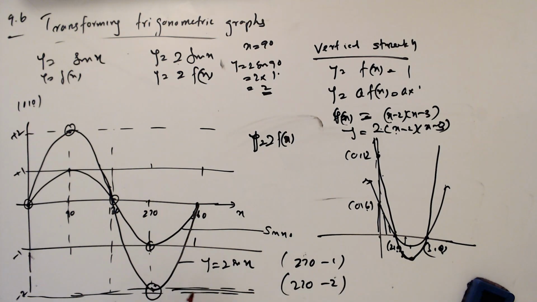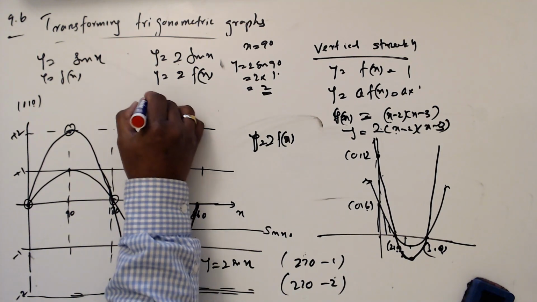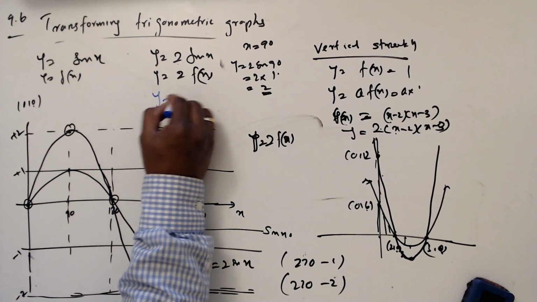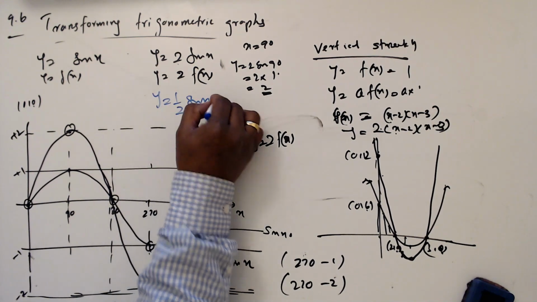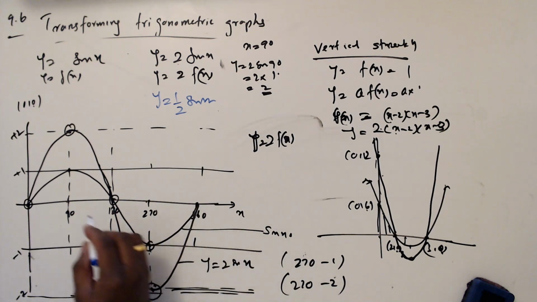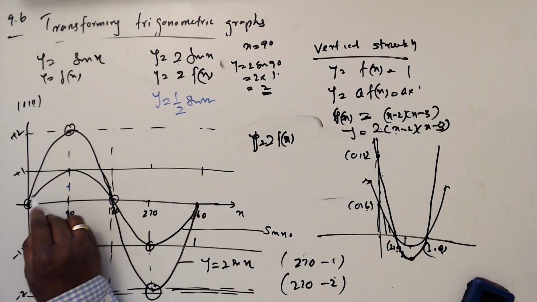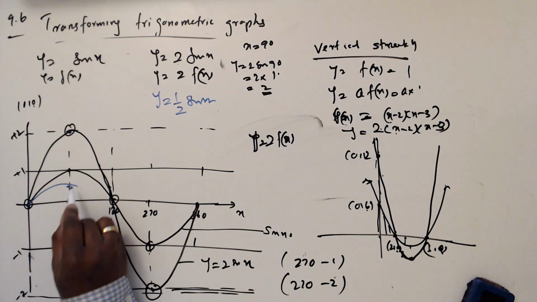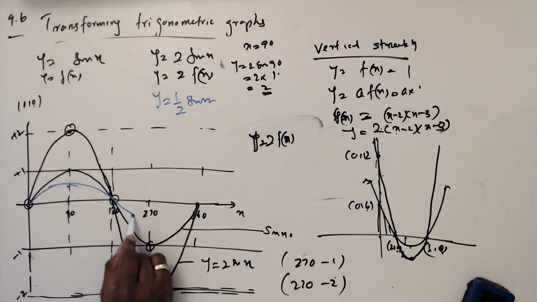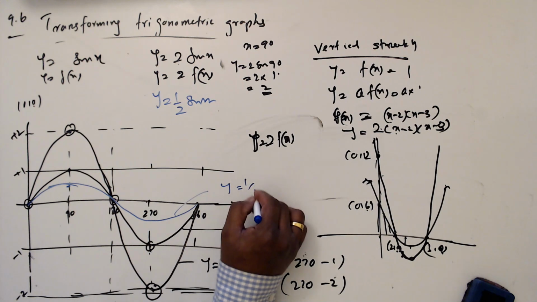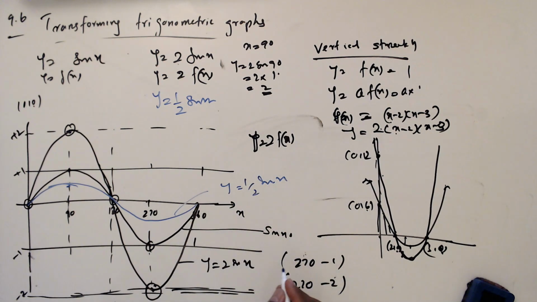Can you guess y equals half sin x? It means this value is going to be half. All y values are halved. It's going to be here, going like this, half, and like this. This is y equals half sin x.